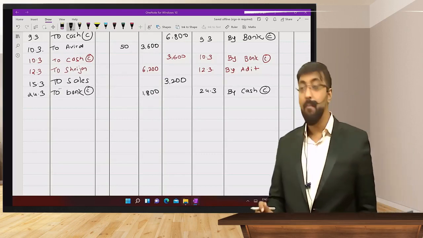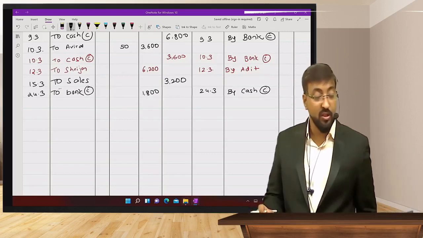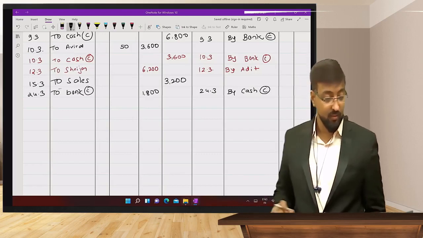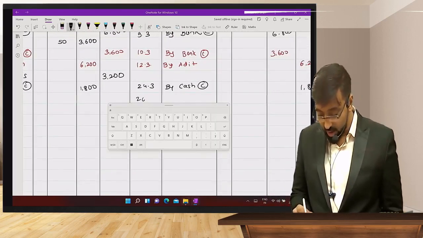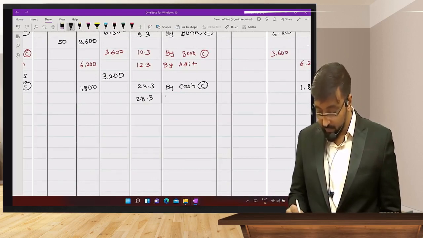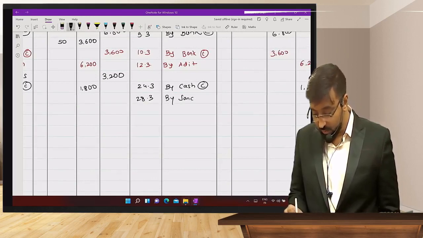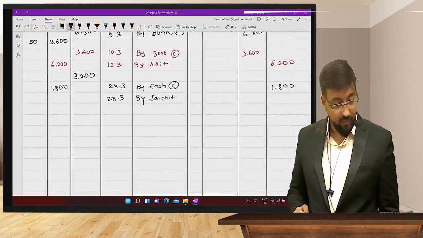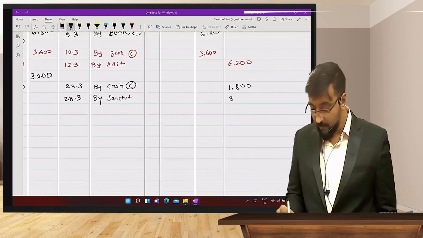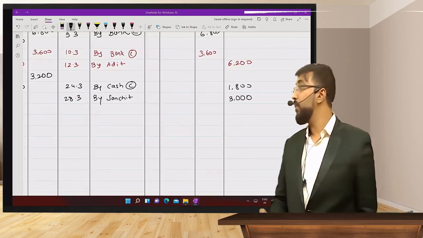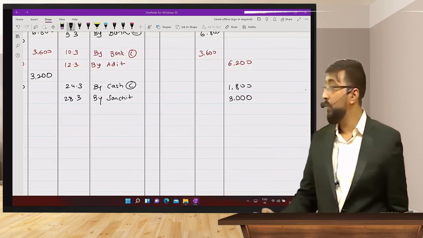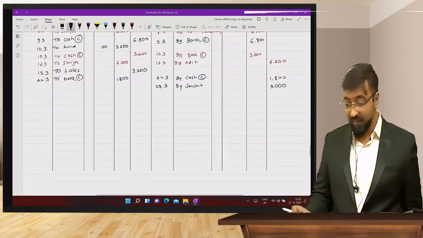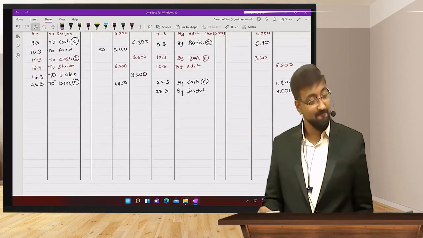24th March, paid to Sanchit by check, 20th March, by Sanchit. How much? Which column? Bank column. Yes, yes, yes, you are correct, beta.